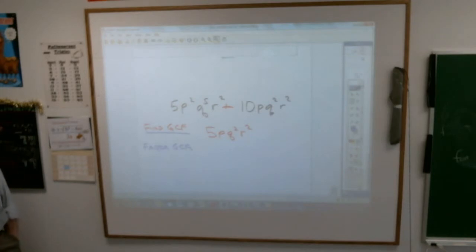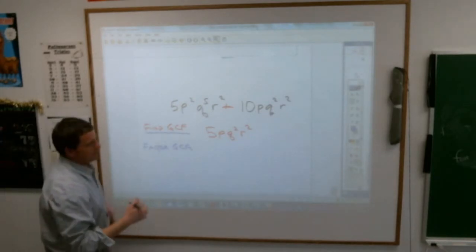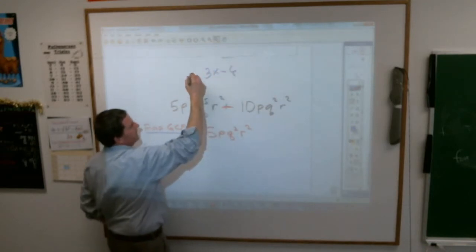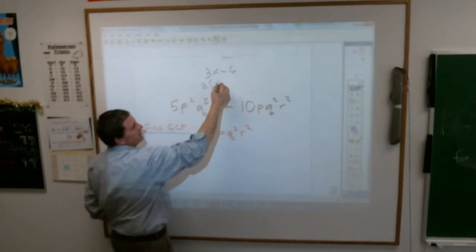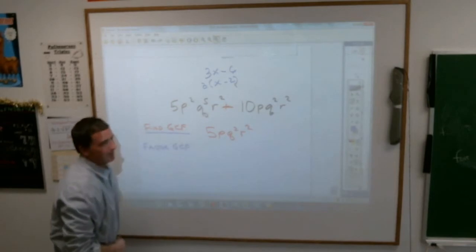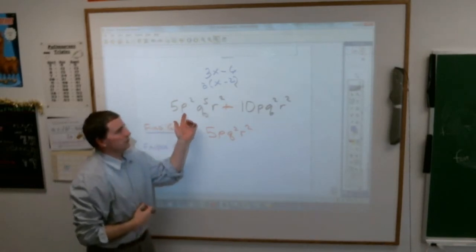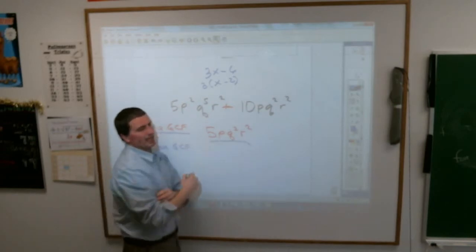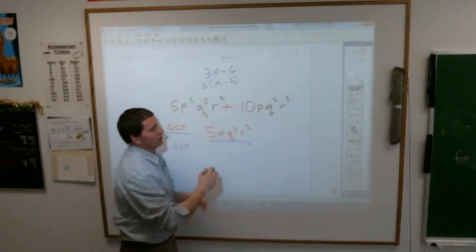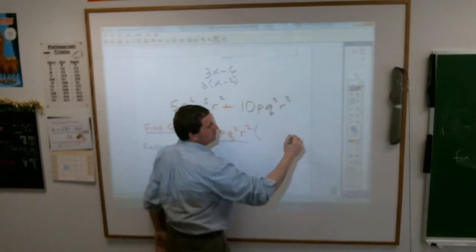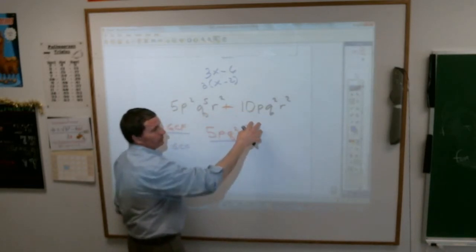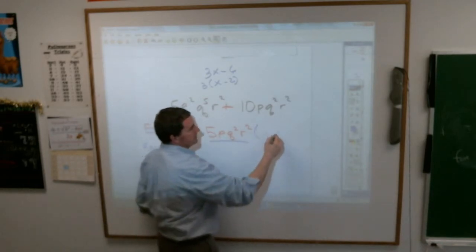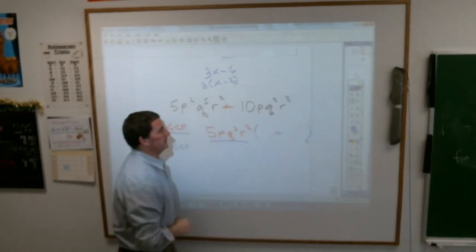Which means this. Just like back in the day when you had 3x minus 6 and you factored out a 3, and you ended up with x minus 2, reverse distributive property. That is the same thing you're going to be asked to do with this. You found the greatest common factor. Now you're going to remove that greatest common factor from both terms and see what you're left with.